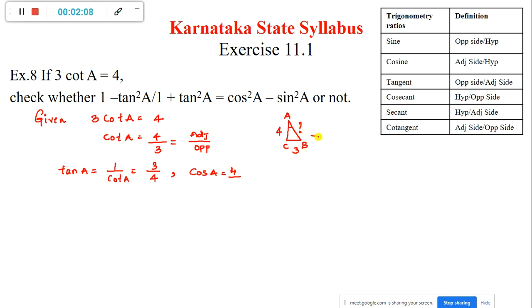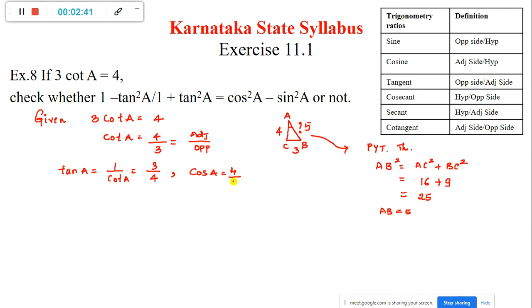So once again, apply the Pythagoras theorem and find AB. AB square is equal to AC square plus BC square. AC square is 4 square, directly I will write it as 16. BC square is 3 square, directly I will write it as 9. Therefore this becomes 25 and AB will be 5. So I write AB equal to 5.